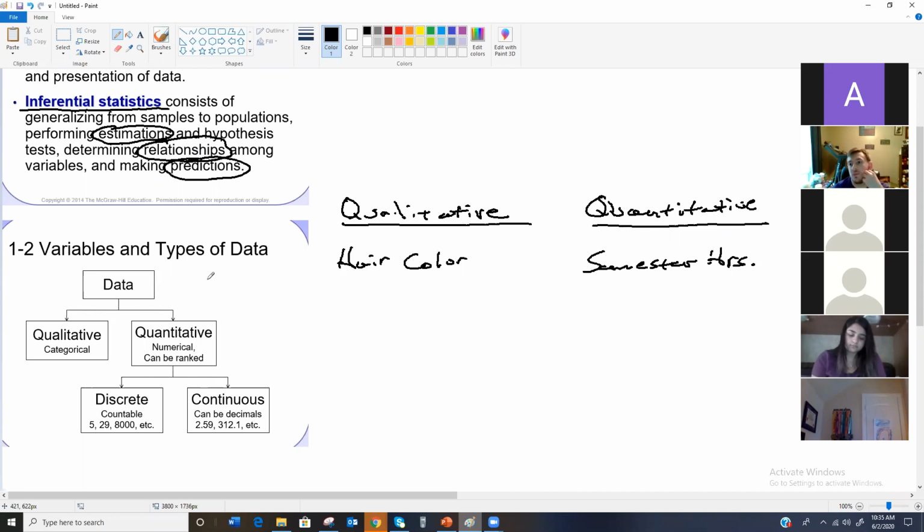Okay. So when we're talking about qualitative and quantitative, again, try to remember what these are saying. What's the base word of qualitative? Quality. So when you're talking about qualitative data, you're talking about a type of variable that is just a quality or a category or a characteristic.